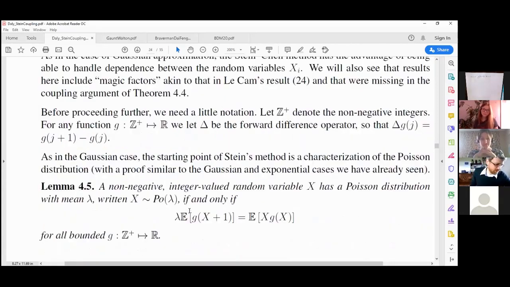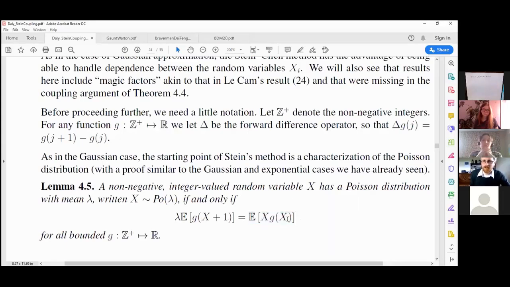Okay, so we need a characterization, and there it is. The characterization that we're going to use is that X is Poisson if and only if lambda times the expected value of g of X plus 1 is the same as the expected value of X g of X, for all reasonable functions g, call them bounded for the sake of argument. Lambda is the mean of my Poisson, so I'm Poisson if and only if that holds. If you want to prove that, proving that if I'm Poisson then this formula holds is just a case of writing down one expectation, playing around with essentially a recurrence relation for the mass function of a Poisson random variable, and showing that it becomes this thing.